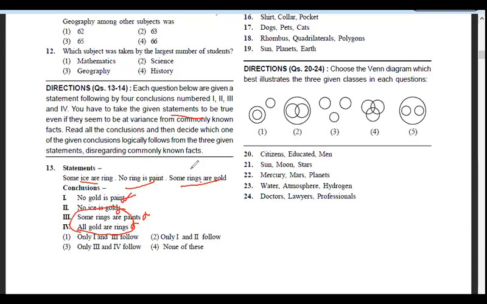Okay, this is also false. See this, because some rings are gold, only some rings are gold. And it's that no ring is paint. Now it is not said that all the gold are ring. Yes or no? Is it conveyed that all gold is ring? No. So we cannot say that no gold is paint should be true. So the answer is none of these.